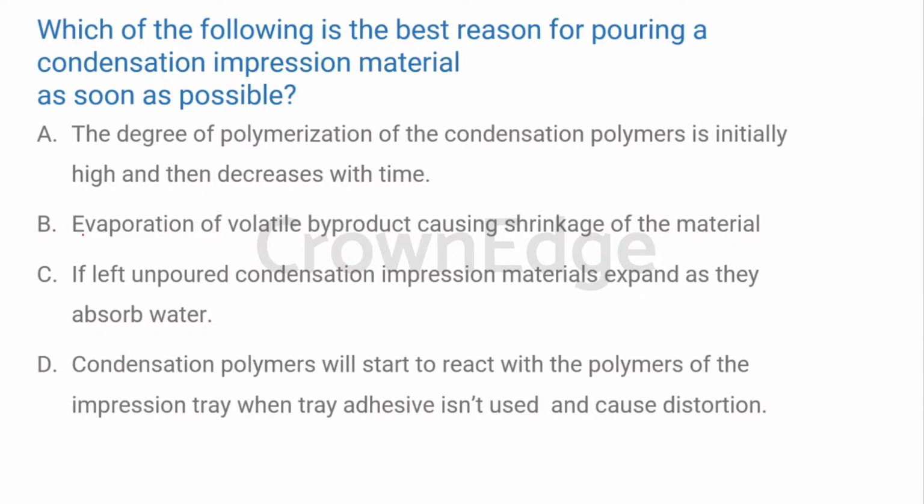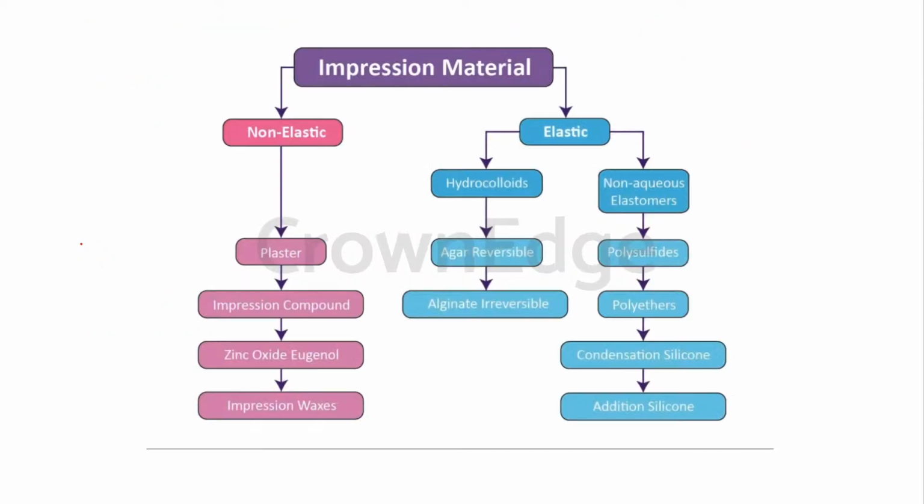So whenever we're talking about condensation silicone, you have to understand the composition of all four of them: your polysulfide, your addition silicone, your condensation silicone, and your polyether. Only when you know the composition of such impression materials will you be able to answer such questions. There are a lot of questions, by the way, on dental materials with respect to the composition, and the advantages and disadvantages of each material. So what I would advise all of you is to have a chart like this, which will help you know the classification of your impression materials.